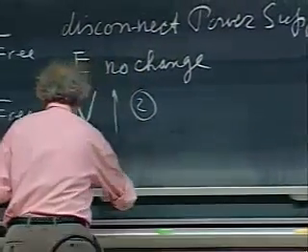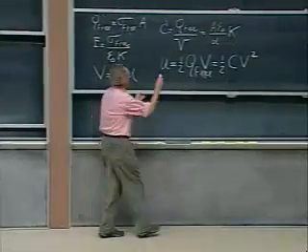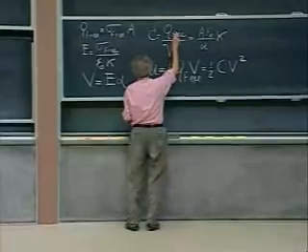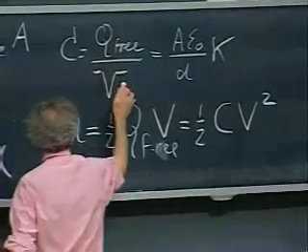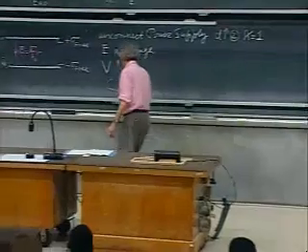What happens with the capacitance? Well, the capacitance is Q free divided by V. This one doesn't change. This one goes up by a factor of 2, so C must go down by a factor of 2.